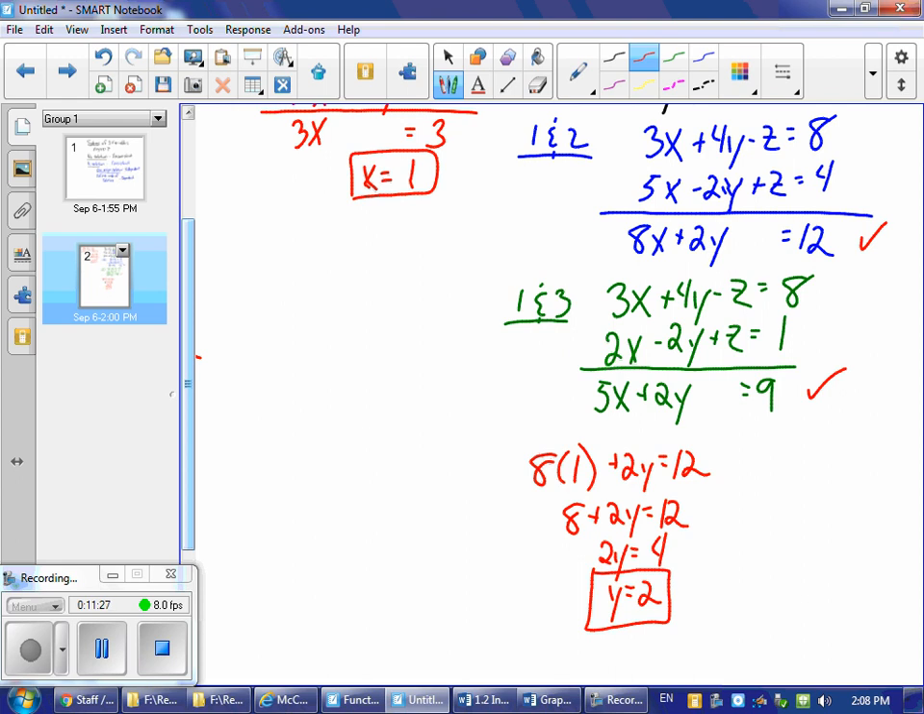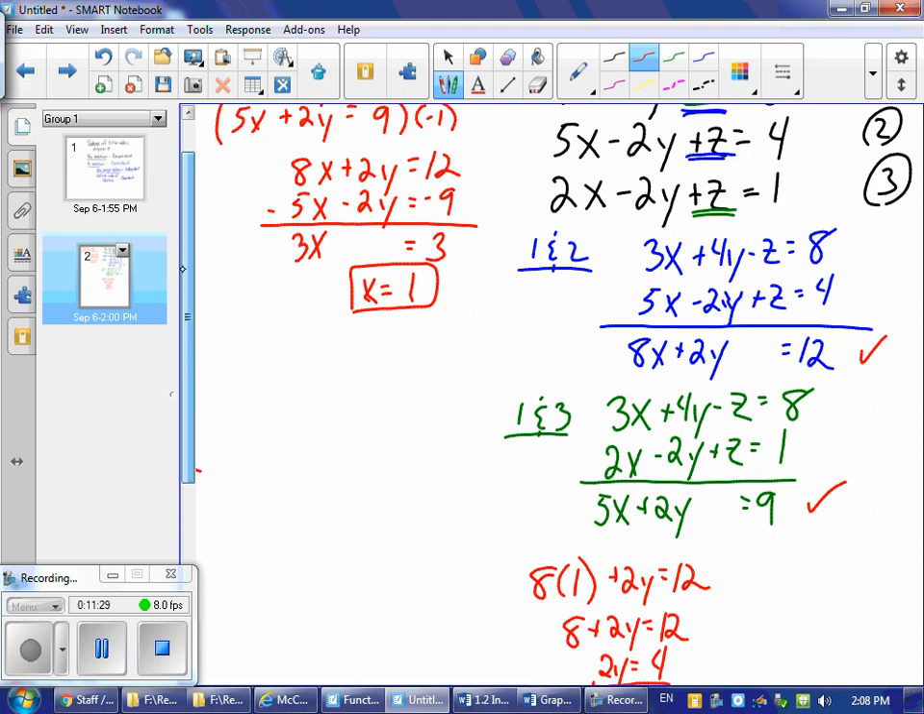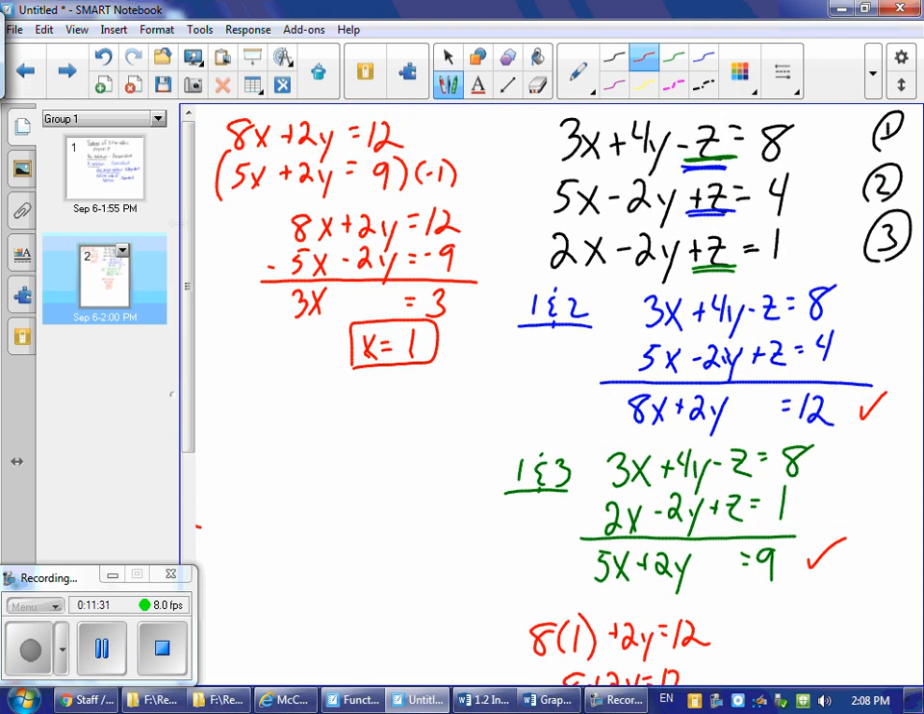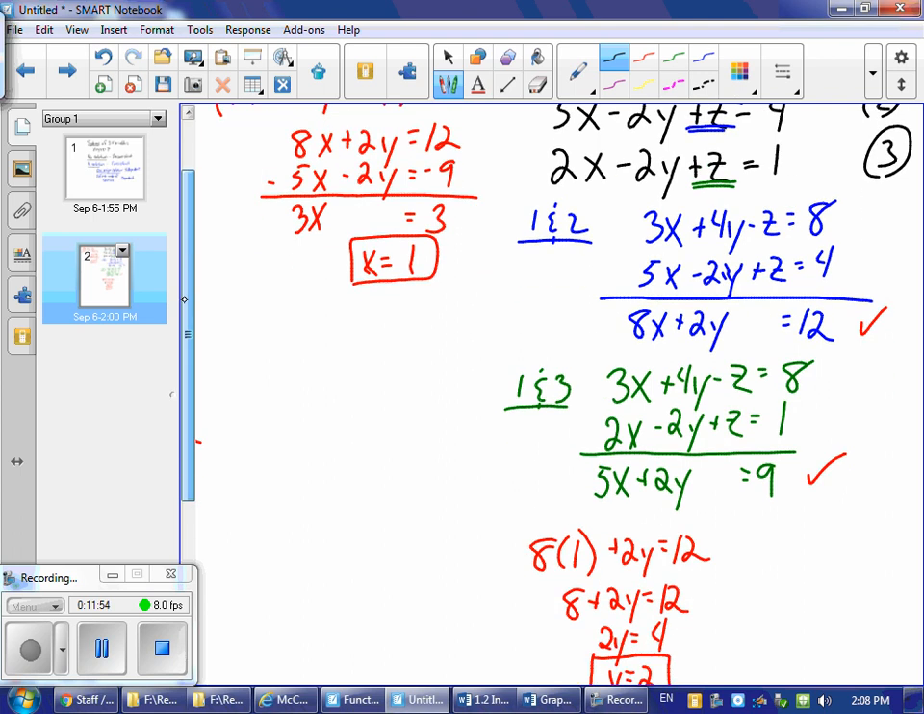What you should notice is that any one of the 3 original equations that we started with, any one of the black equations, has x, y, and z. So if I plug 1 in for x and 2 in for y into any of those equations, we should be able to find z. So let's use, I don't know, let's use the bottom one, just to be different. So I'm going to go back to black here. So that's 2x minus 2y plus z equals 1.